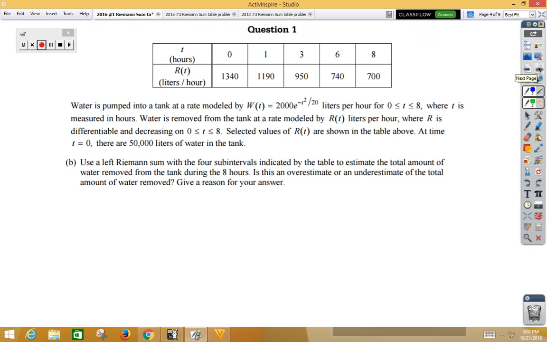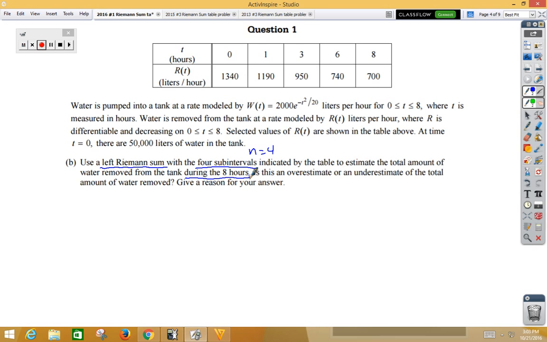Part B. Same topic, same idea. Now they want us to use a left Riemann sum with 4 subintervals. So n is 4, indicated in the table, to estimate the water removed from the tank during the 8 hours. You're always going to be looking in this sort of problem to see if they want an average. They don't, so we're just doing the Riemann sum.